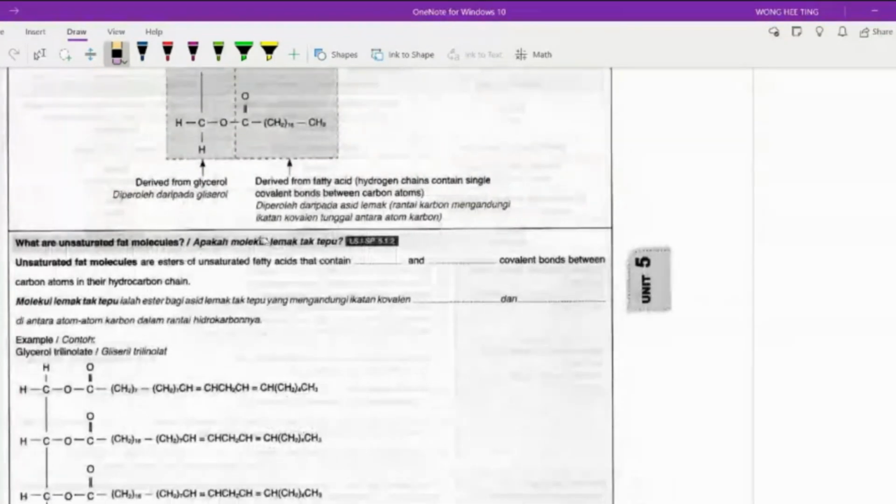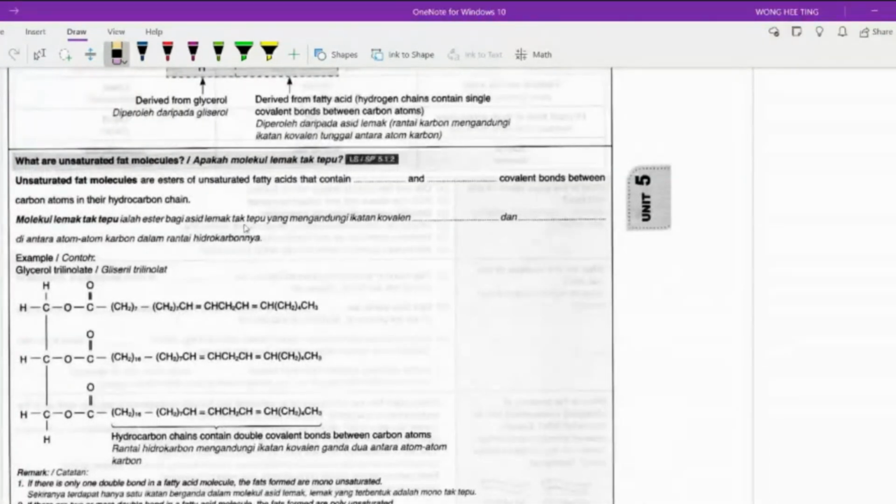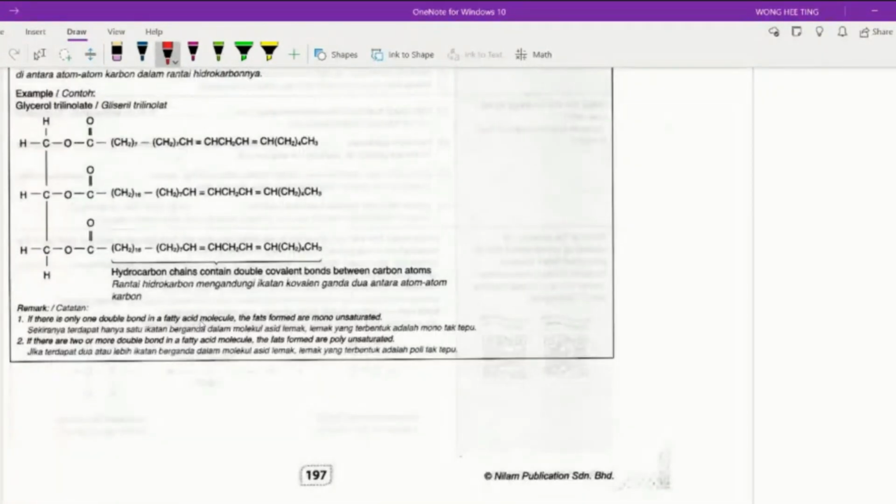Then how about the unsaturated? It contains both single and double bonds, at least one carbon-carbon double bond between the carbon atoms. For example, like this. If you see this, it has a carbon-carbon double bond, so it is unsaturated. It contains double covalent bonds between the carbon atoms. So this is called unsaturated.